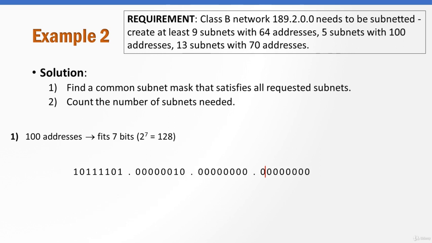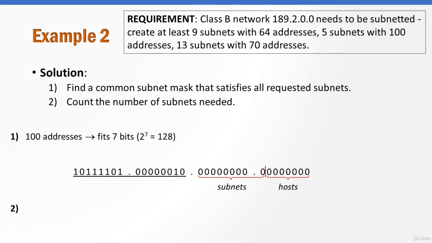If we use the 7 bits for the host portion, we are left with 25 bits for the network portion. But we got a Class B network, which means that the first 16 bits are never going to change. So that's our default network portion. The bits that are left in between our network portion and our host portion is going to be our subnet portion.